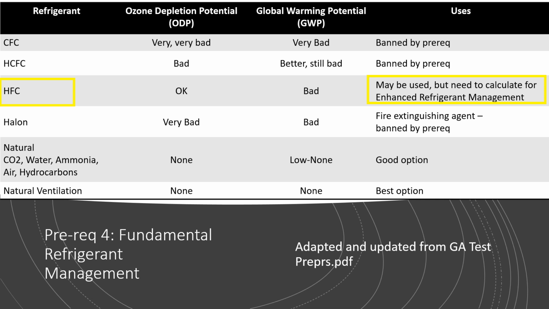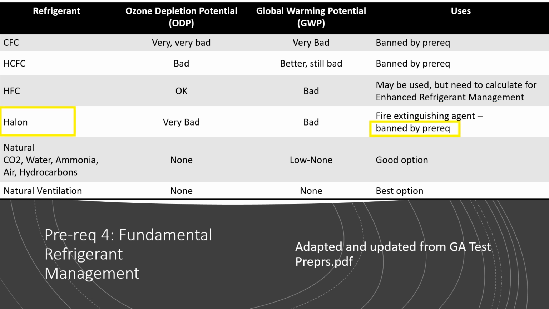Then we have HFCs. HFCs have a negligible ODP, making them a suitable choice for reducing ozone damage. However, many HFCs have a high GWP. This led to an amendment of the Montreal Protocol called the Kigali Amendment to include a phasing out of HFCs because of their global warming potential. It may be used for the time being, and you would still meet the prerequisite requirement, but if you want to go for the enhanced refrigerant management credit, you'll need to calculate your refrigerant impact. More on that later.